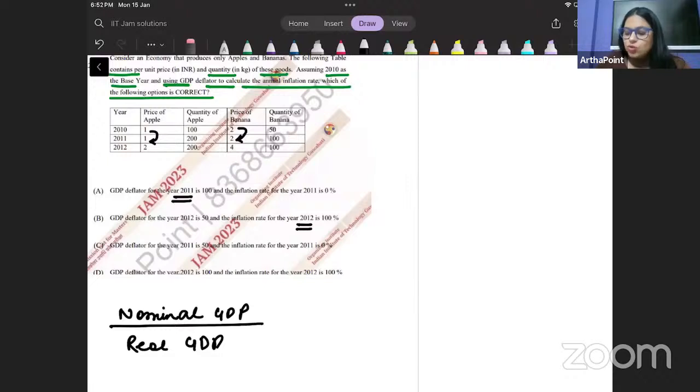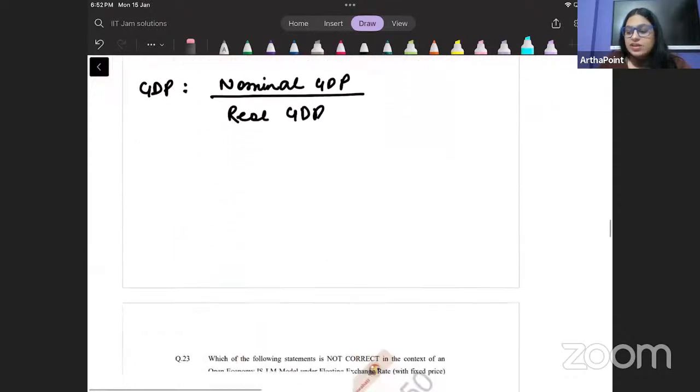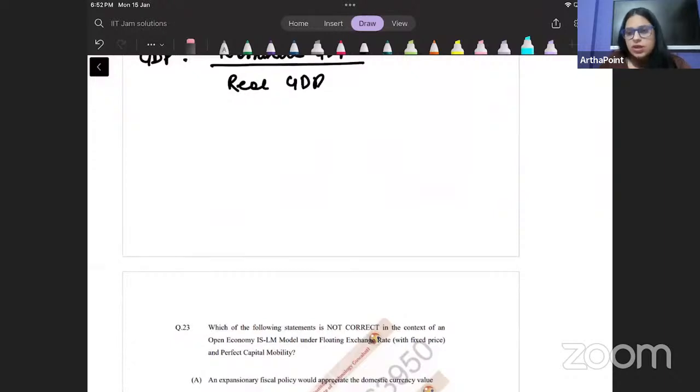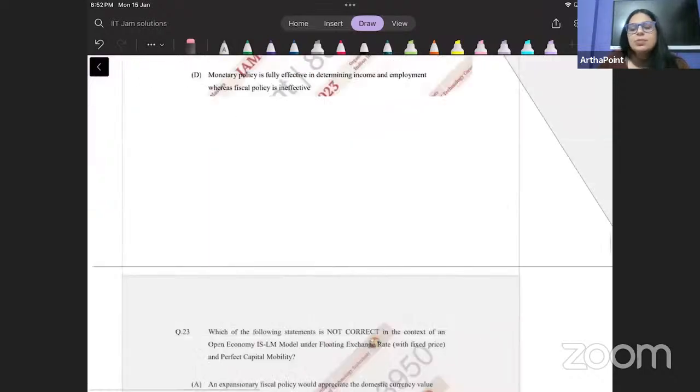So if there is no change in price from 2010 to 11, even if I don't calculate anything, I would know that there is no inflation that has taken place. Inflation has to be zero. Because I can clearly see, I don't even have to solve anything. I can clearly see that the price of apple and banana has been the same. So if the price has been the same, then there is going to be no inflation that will come into the economy. Now what we can go ahead and do is, we can quickly plot this table.